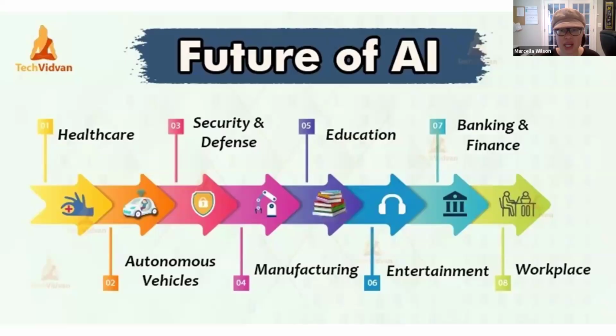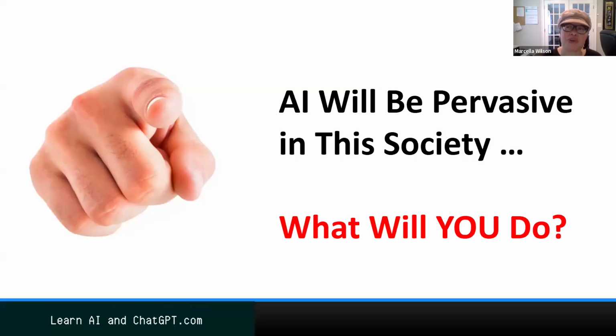Entertainment, education, healthcare, security, banking, finance. Why? Because it helps businesses save time and save money. So it can do those things very effectively. So businesses are going to continue implementing it so that they can save time and money and make more profit. So why shouldn't you use it in your business to save time and money? You should, right? Because AI is going to be pervasive in this society and in the world. So what are you going to do with this knowledge?